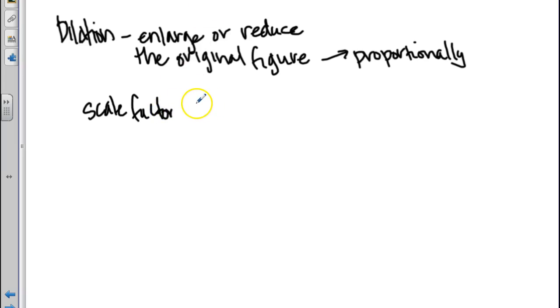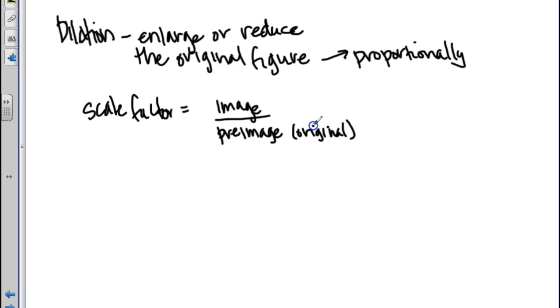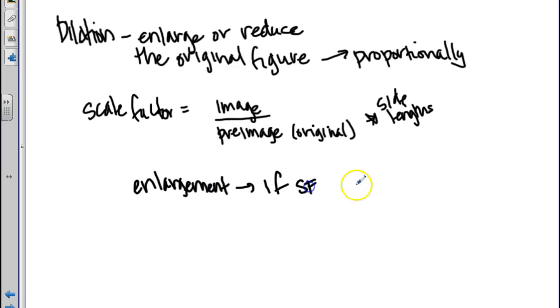To find that scale factor, we can take a side of the image, the new shape or new size, and divide it by a side of the pre-image, which was the original figure. So remember, this is original. This would be dealing with side lengths. With this scale factor, we are going to have an enlargement, a bigger figure, if the scale factor is bigger than 1. So a number larger than 1 gives us an enlargement.